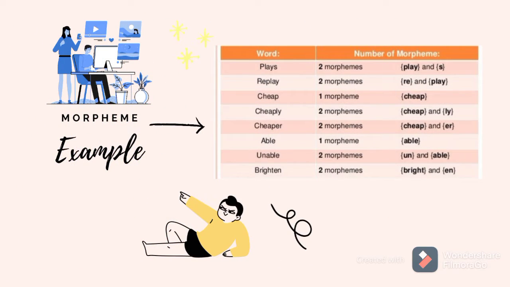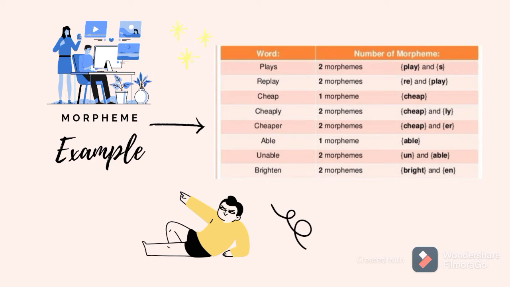Number one is places, two morphemes, place and s. Replay has two morphemes, re and play. Cheap has one morpheme, just cheap. Cheaply, two morphemes, cheap and ly. Cheaper, two morphemes, cheap and er.